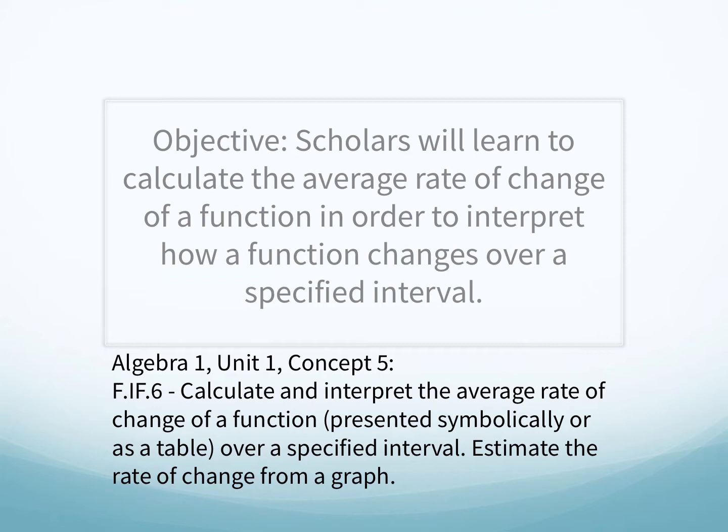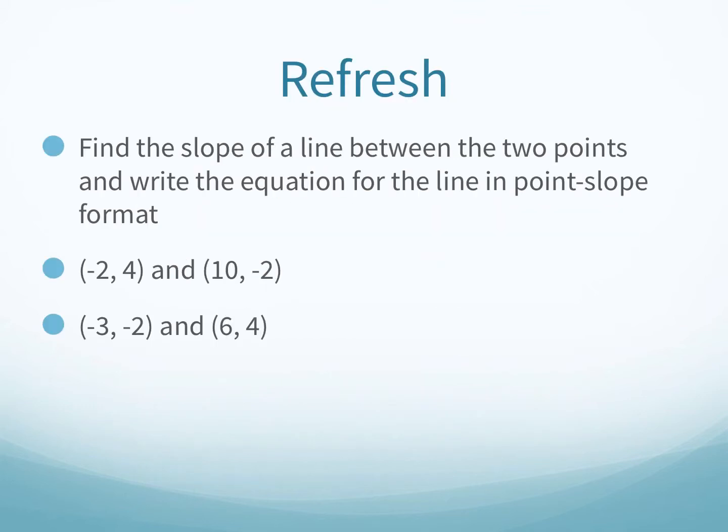The objective today is scholars will learn to calculate the average rate of change of a function in order to interpret how a function changes over a specified interval. So we're going to start off with a quick refresh. Find the slope of a line between the 2 points and write the equation for the line in point-slope format.